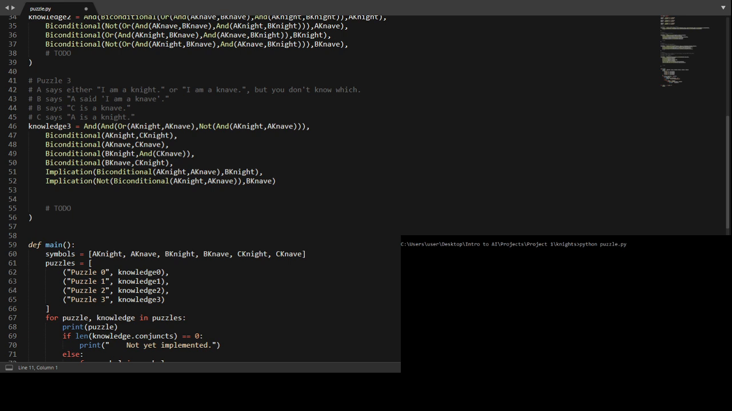So how did this turn out? When we run the code, it gives us the respective variables and their kind, which is A is a knave on the zeroth puzzle. On the first puzzle, A is a knave, B is a knight. On the second puzzle, A is a knave and B is a knight. On the third puzzle, A is a knight, B is a knave, and C is a knight. So this is my demo of the puzzle.